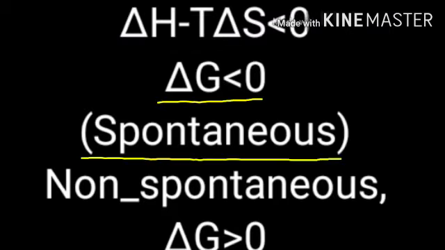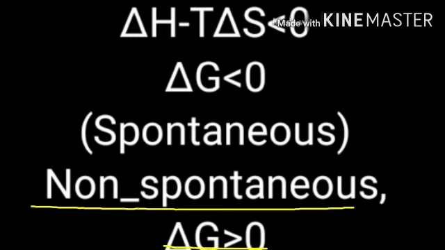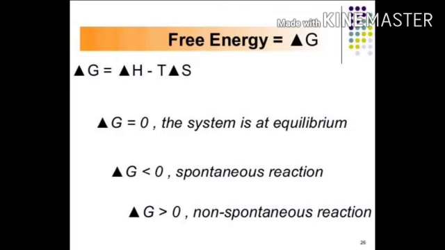So, for a spontaneous process, del G value is always less than 0. Non-spontaneous reaction is opposite to spontaneous reaction. Therefore, for a non-spontaneous reaction, del G value greater than 0. So, from the above concept, what will we understand? Del G value is equal to 0 for an equilibrium process. Del G value less than 0 for a spontaneous process. Del G value greater than 0 for a non-spontaneous process.